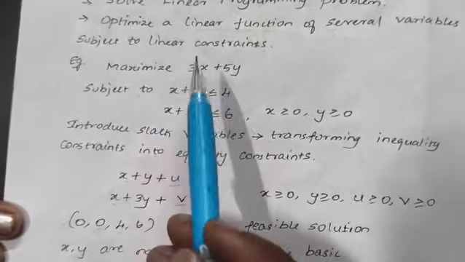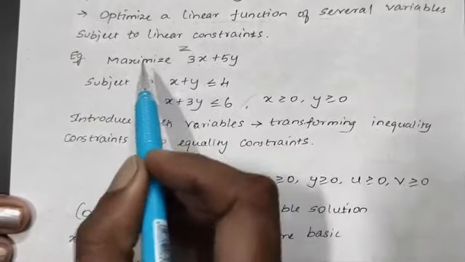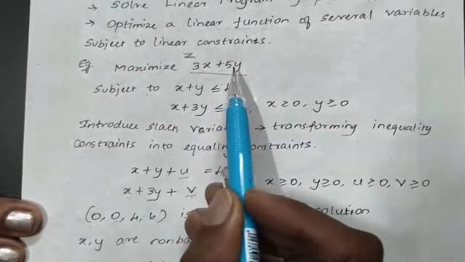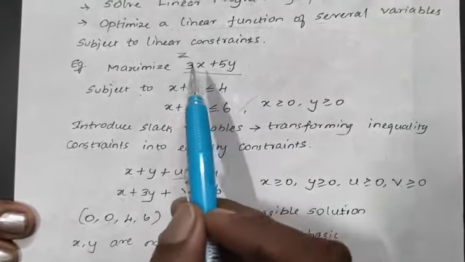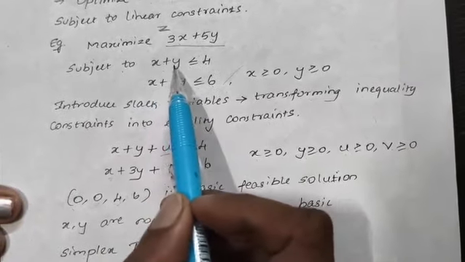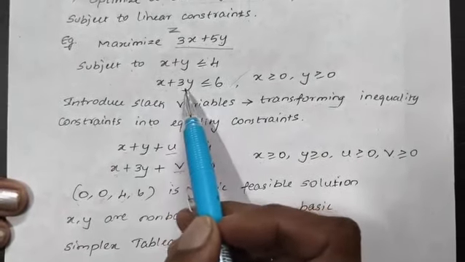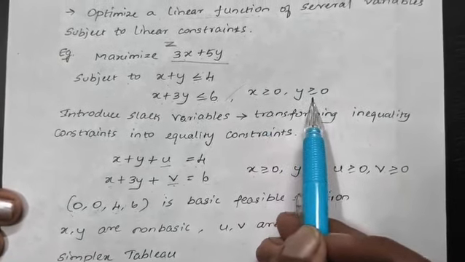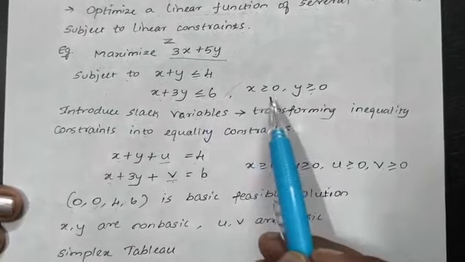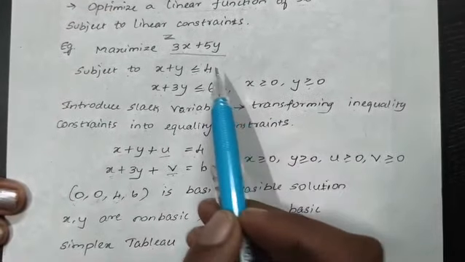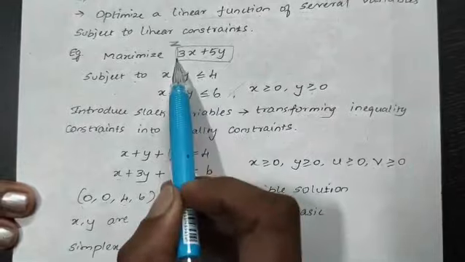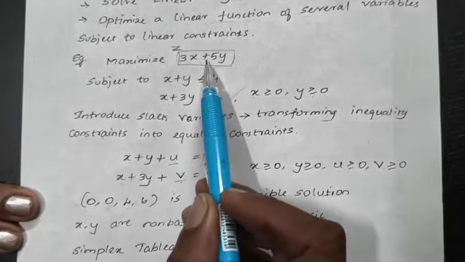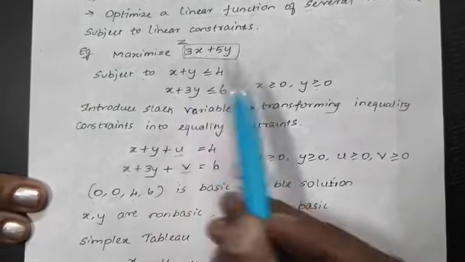Here we have one function called z. The main problem is to maximize this function, 3x plus 5y. This function is subject to the constraints x plus y less than or equal to 4 and x plus 3y less than or equal to 6. Here x and y are non-negative variables. We have to find the values of x and y that maximize this function z. At the same time, the conditions have to be satisfied by assigning the values to x and y.